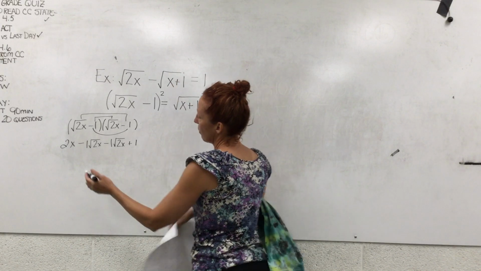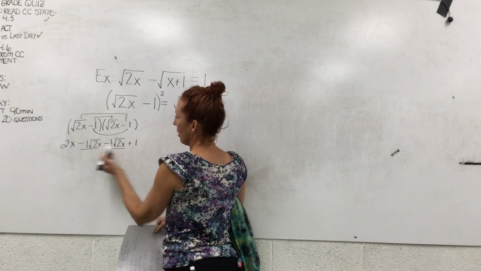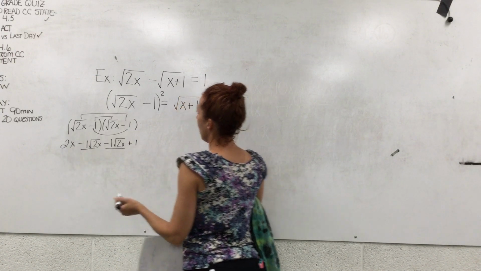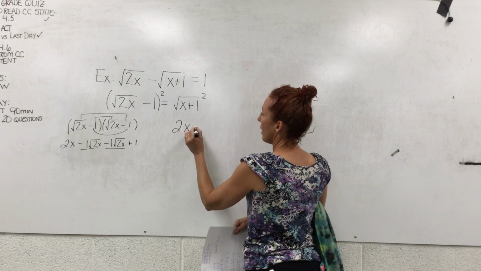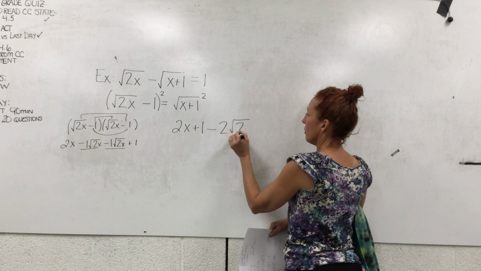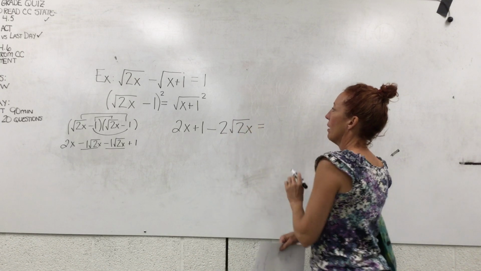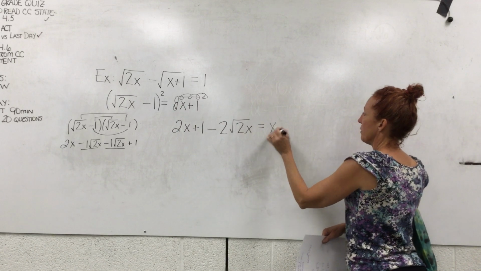All right, so these are like terms here. These are not like terms there. And so on the left-hand side, I am gonna have 2x plus 1 minus 2 radical 2x. And on the right-hand side, I'm gonna have x plus 1.